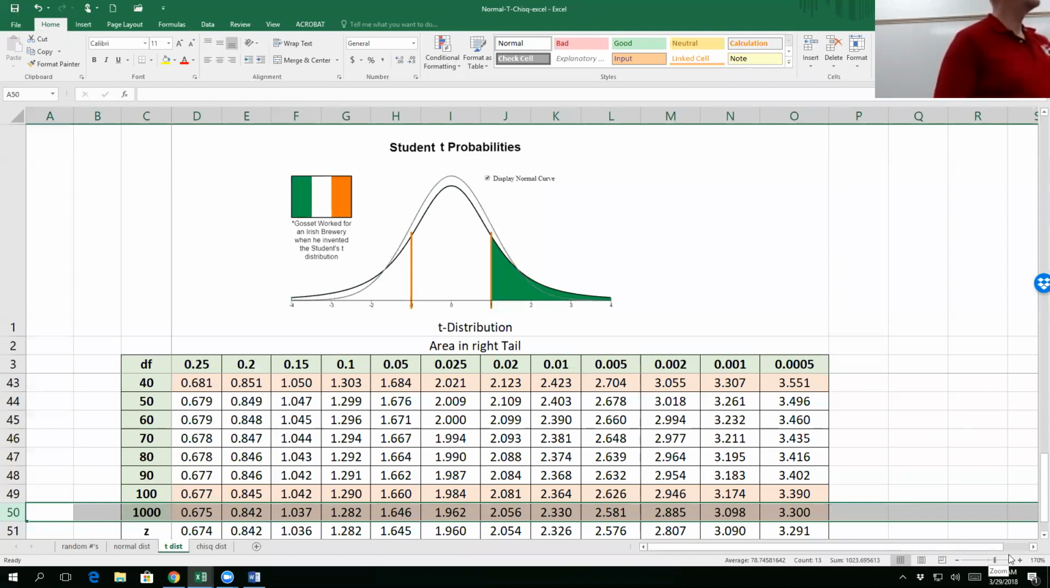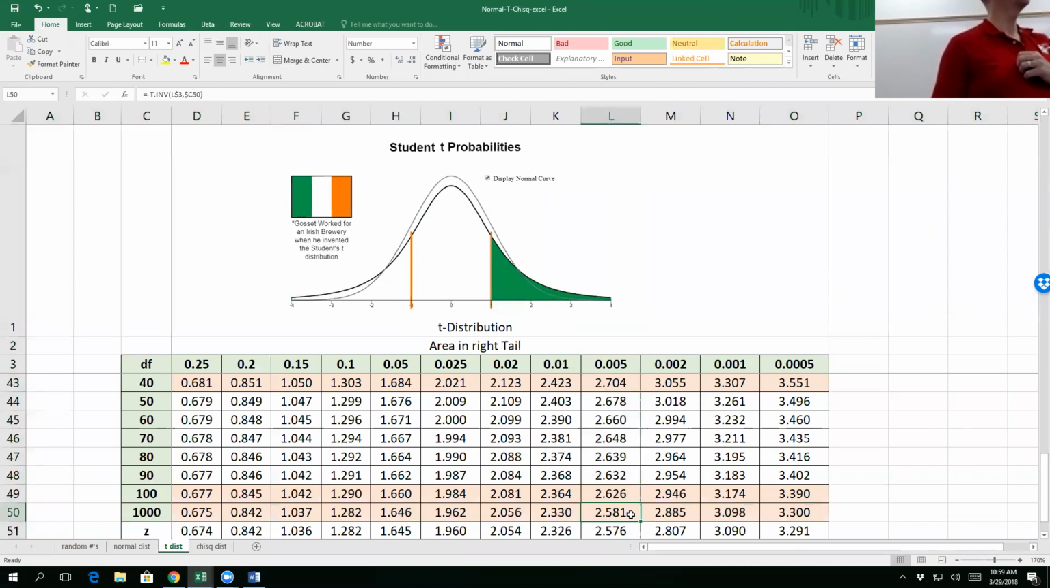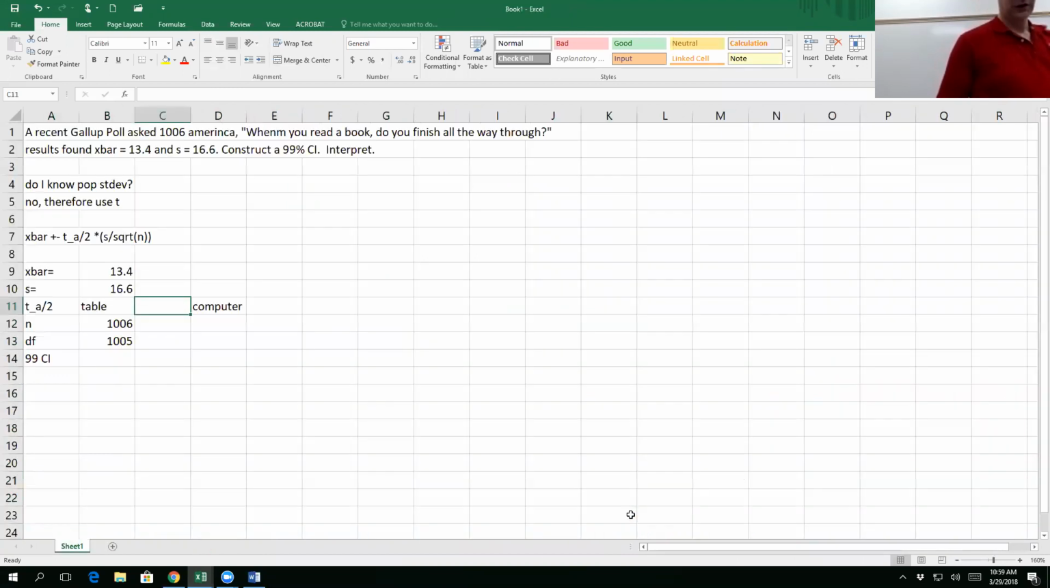For a 99% confidence interval, I'm going to ask Gabrielle to make sure we got this good. Which column am I looking at? Oh, I wanted you to succeed. We answered. Which column? 0.005. So I'm looking at this column here. What's the value? It's 2.581. Do you see that? So with the table, I get 2.581.